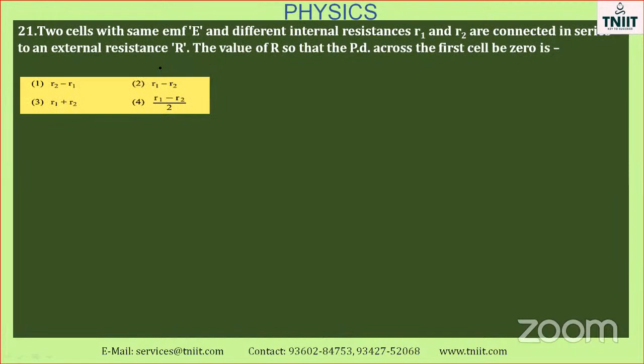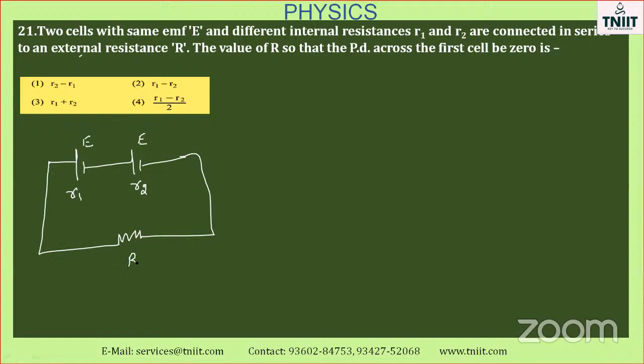Look at this. Two cells with the same EMF. Internal resistances are R1 and R2. This is connected to some external resistor R. What is the value of R if the potential difference across the first cell is 0? Potential difference across the first cell is 0.